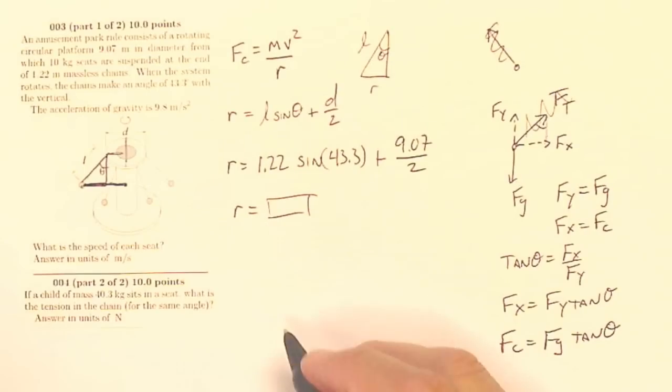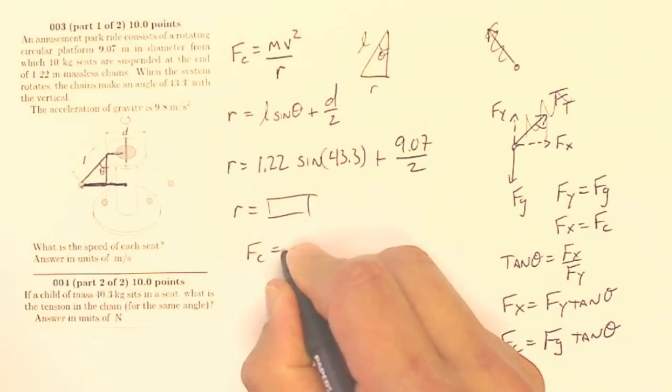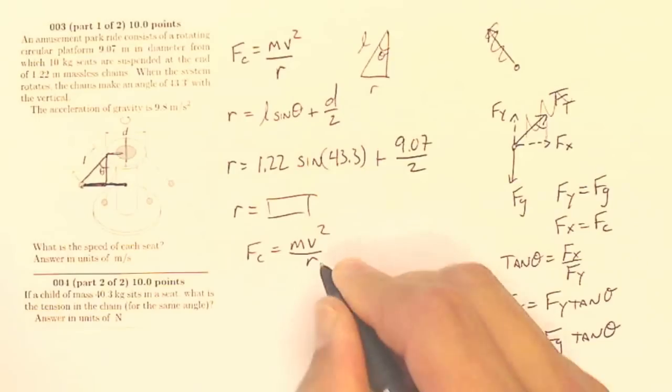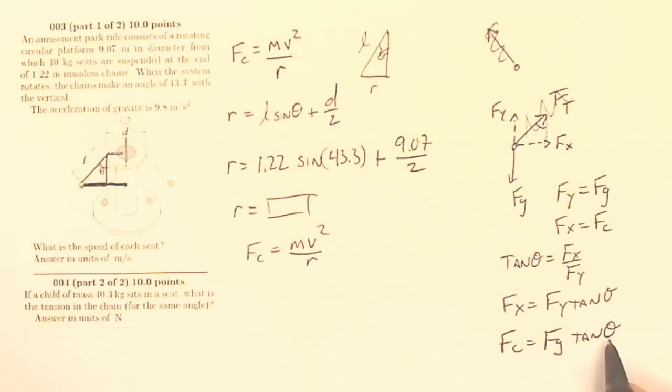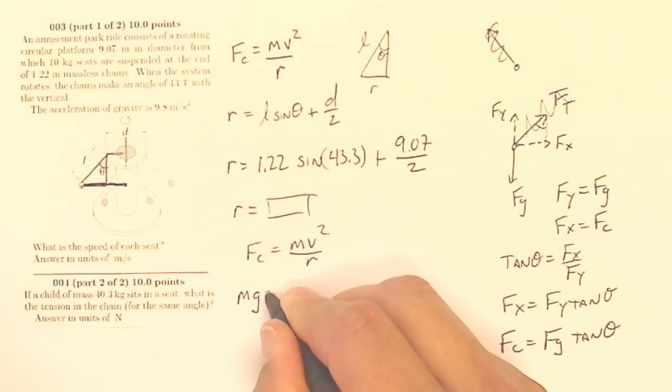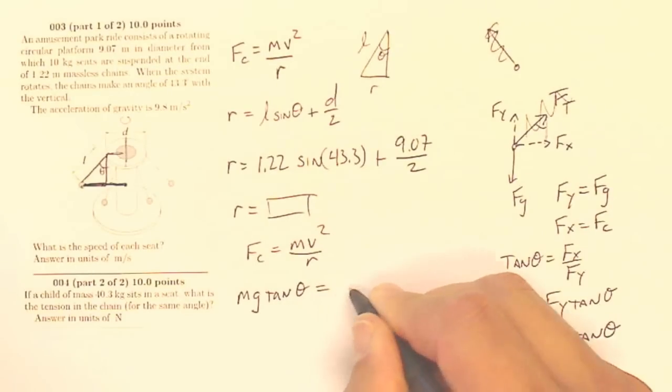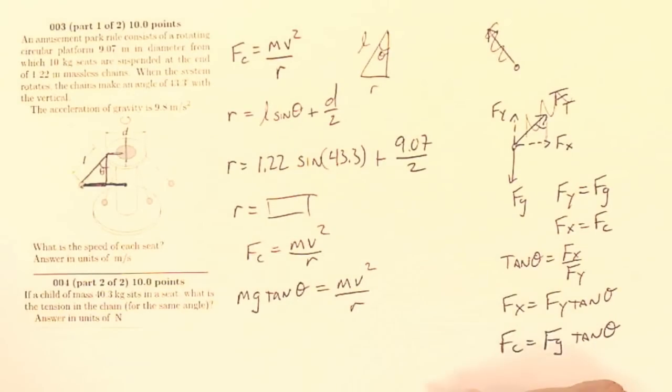So let's look back up here again. I know that my Fc equals mv squared over r. I know Fc is also Fg tan theta, which is the same as mg tan theta, equals mv squared over r. I'll notice that the mass cancels out, so I don't care about the 10 kilogram seats. So I get g tan theta is v squared over r. So the speed is going to be the square root of r g tangent of theta. I know the radius because I added it up here. Gravity I know, and theta I know. So there is the velocity of each seat.